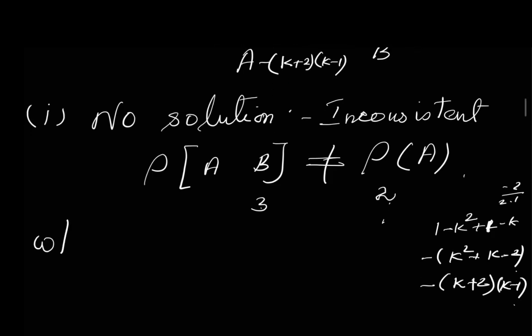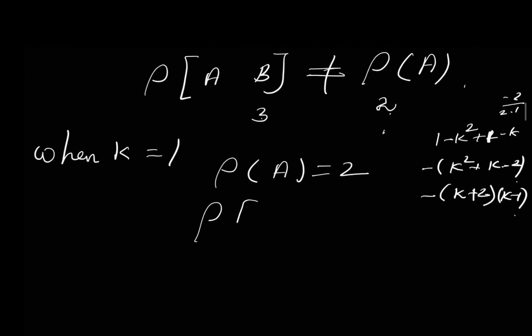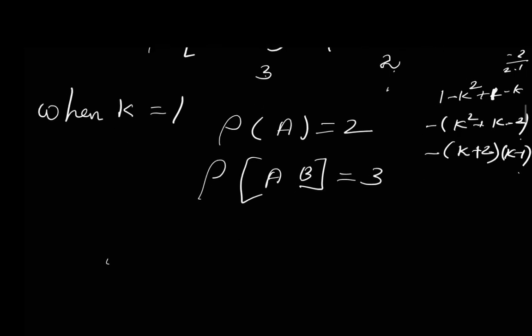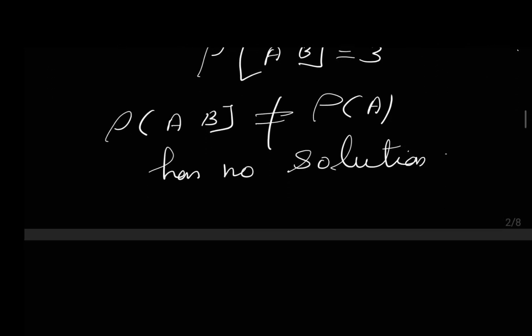So when k is equal to 1, rank of A you will get as 2, and here if we keep 1 you will get minus 3. So rank of AB you will get as 3. So rank of AB is not equal to rank of A. So in that case, no solution. Okay.